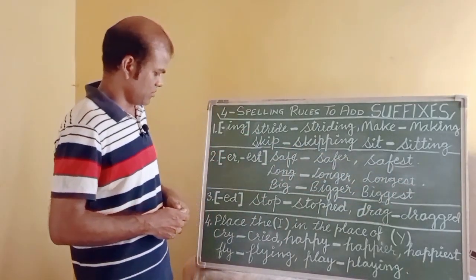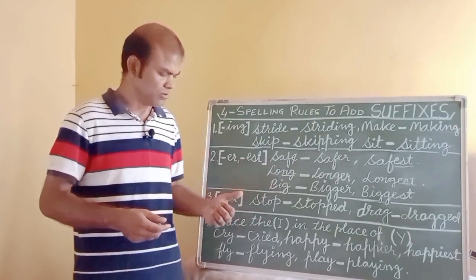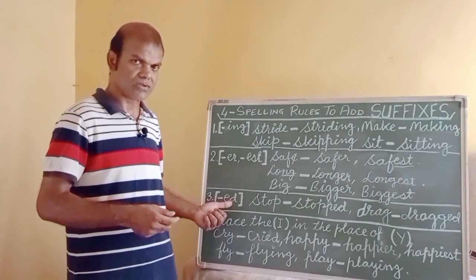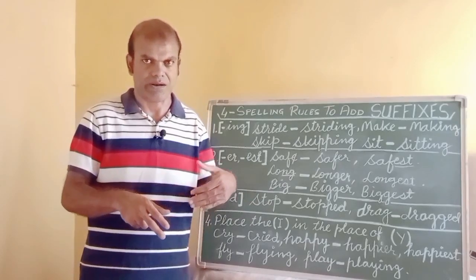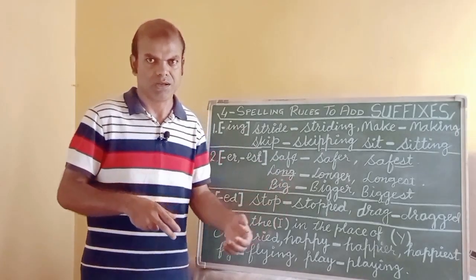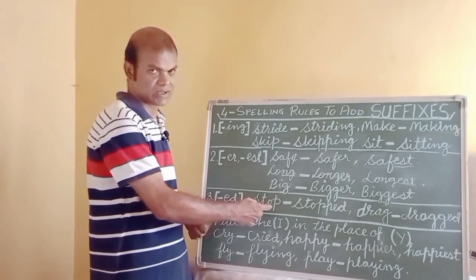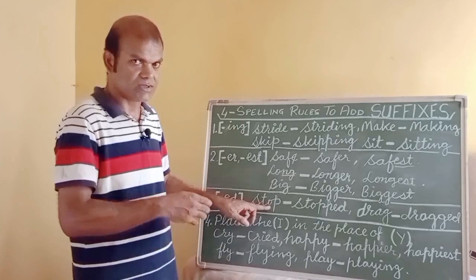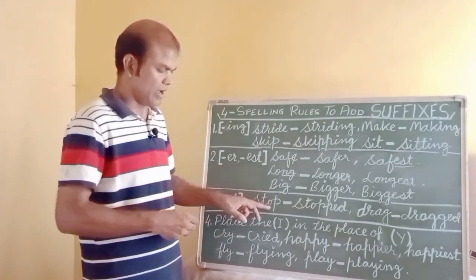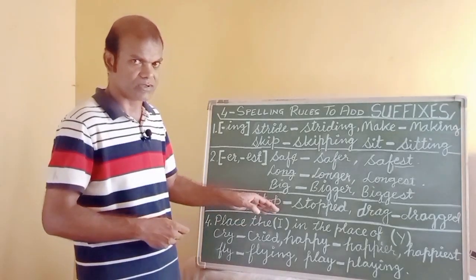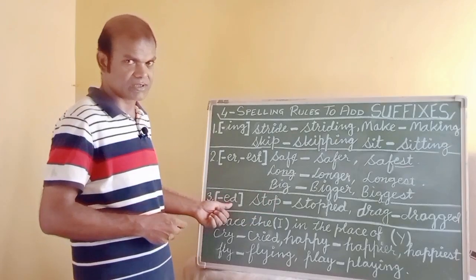We'll get the superlative form. Okay. Number 3, ed. To change a word into past participle, we have to use ed. In this case also, we have to double the last letter. If the word has a short vowel sound and the consonant is following the short vowel sound, we are going to double the last letter. Like in stop, you can see stop, stop. This O has the short vowel sound, and the P consonant is following the short vowel sound. So we are going to double this P and then we'll add the suffix ed.